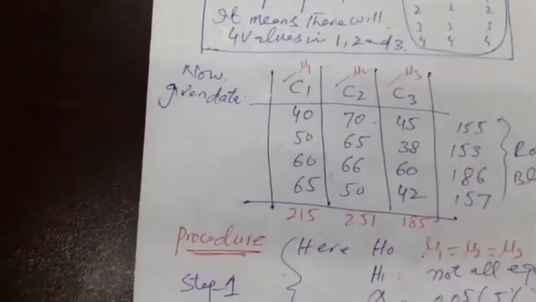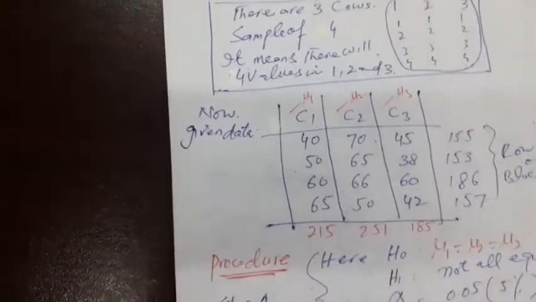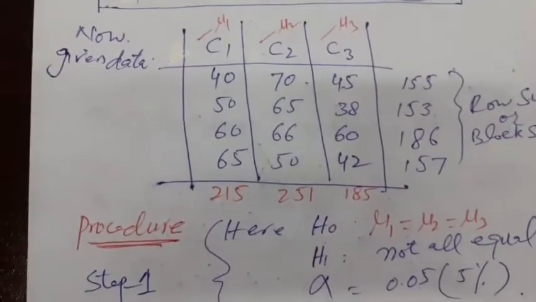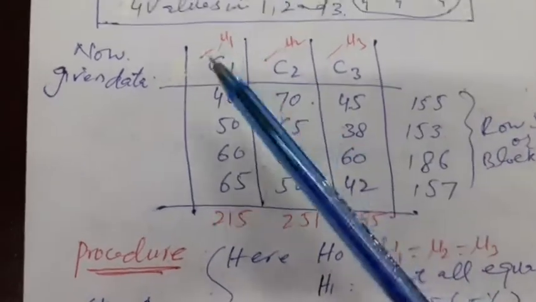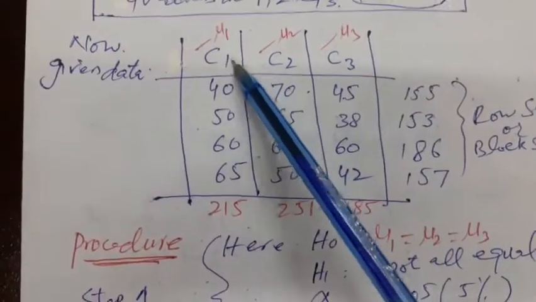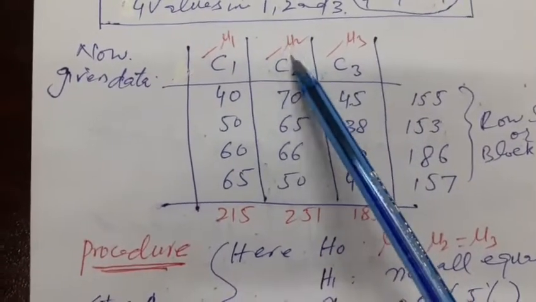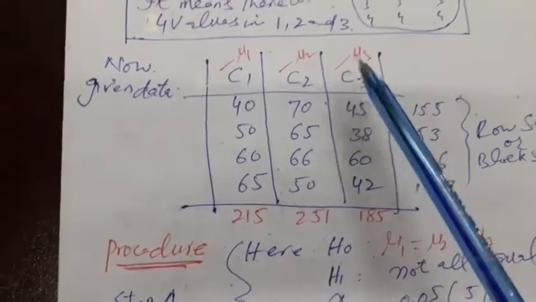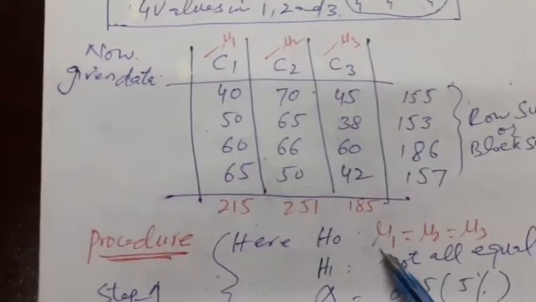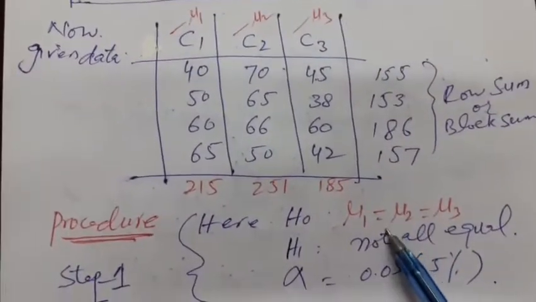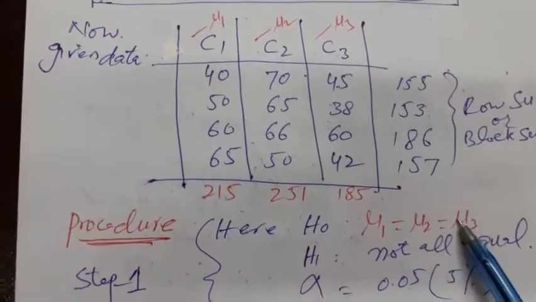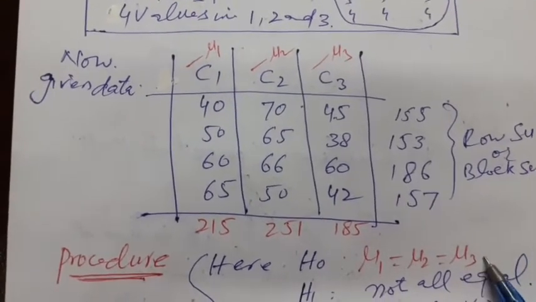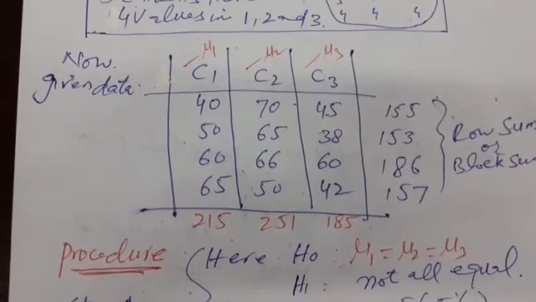What is the procedure? First, we write the hypothesis. So there are 3 cows, 1, 2, 3: cow 1 is mu1, cow 2 is mu2, and cow 3 is mu3. So the null hypothesis will be H0: mu1 is equal to mu2 is equal to mu3. If we have 4 columns, 4 cows, then we can add mu4, mu5, and so on.